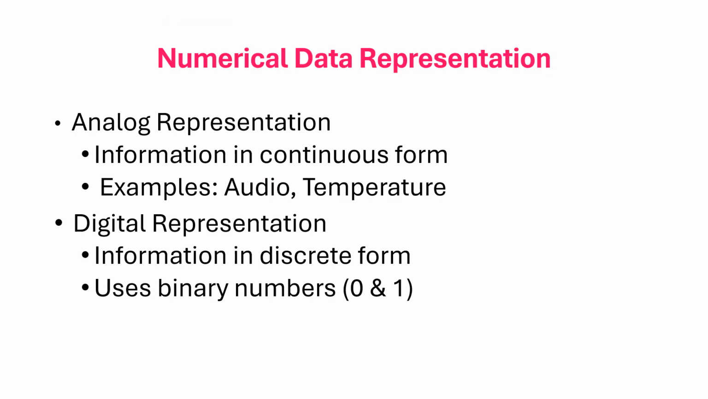And numerical data representation: in analog representation, information is in continuous form, which means that, for example, if I take voltage, the voltage varies continuously with respect to time. Examples are audio and temperature. Whereas in digital representation, information is in discrete form, which means that it makes use of binary numbers 0 and 1.